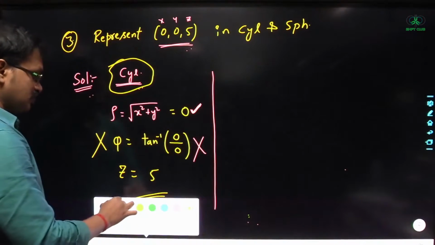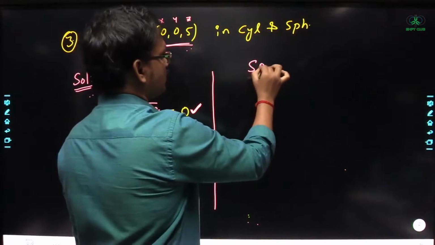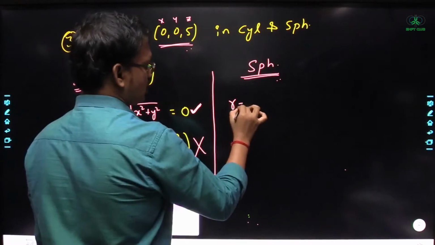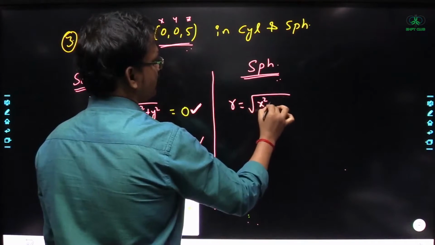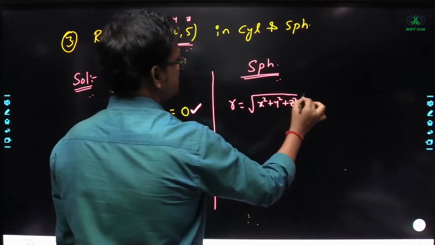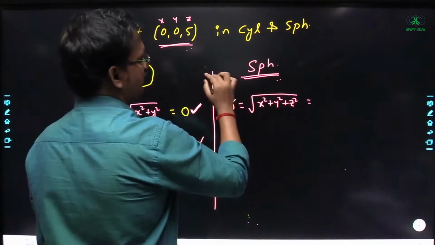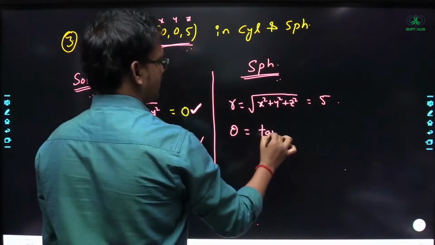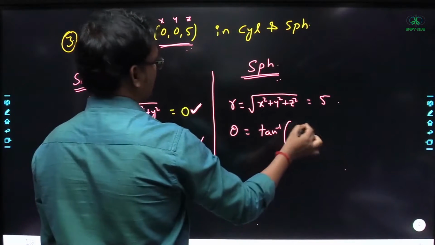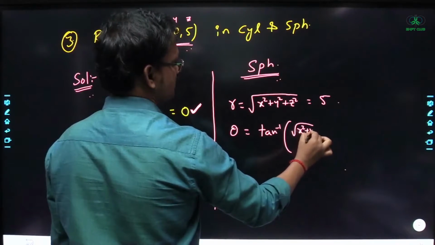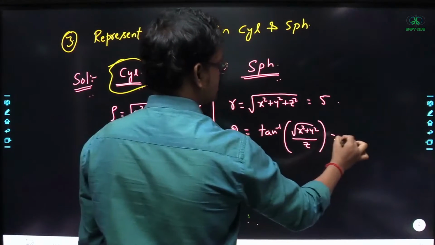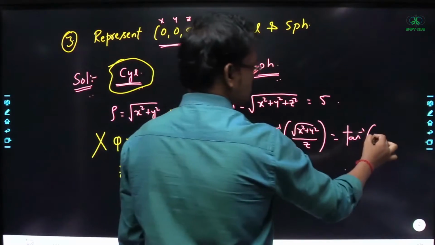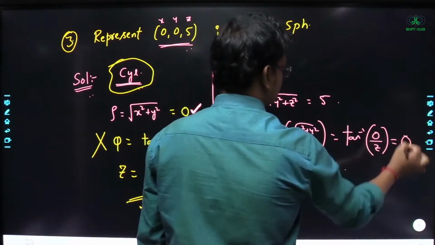Now let us try the spherical coordinate system. If you try to represent it in spherical coordinates, r is equal to the square root of x squared plus y squared plus z squared, which is the square root of 5 squared, that is 5. Next, theta is equal to tan inverse of the square root of x squared plus y squared, divided by z. With x equal to 0 and y equal to 0, that is 0 by z, which is equal to 0.